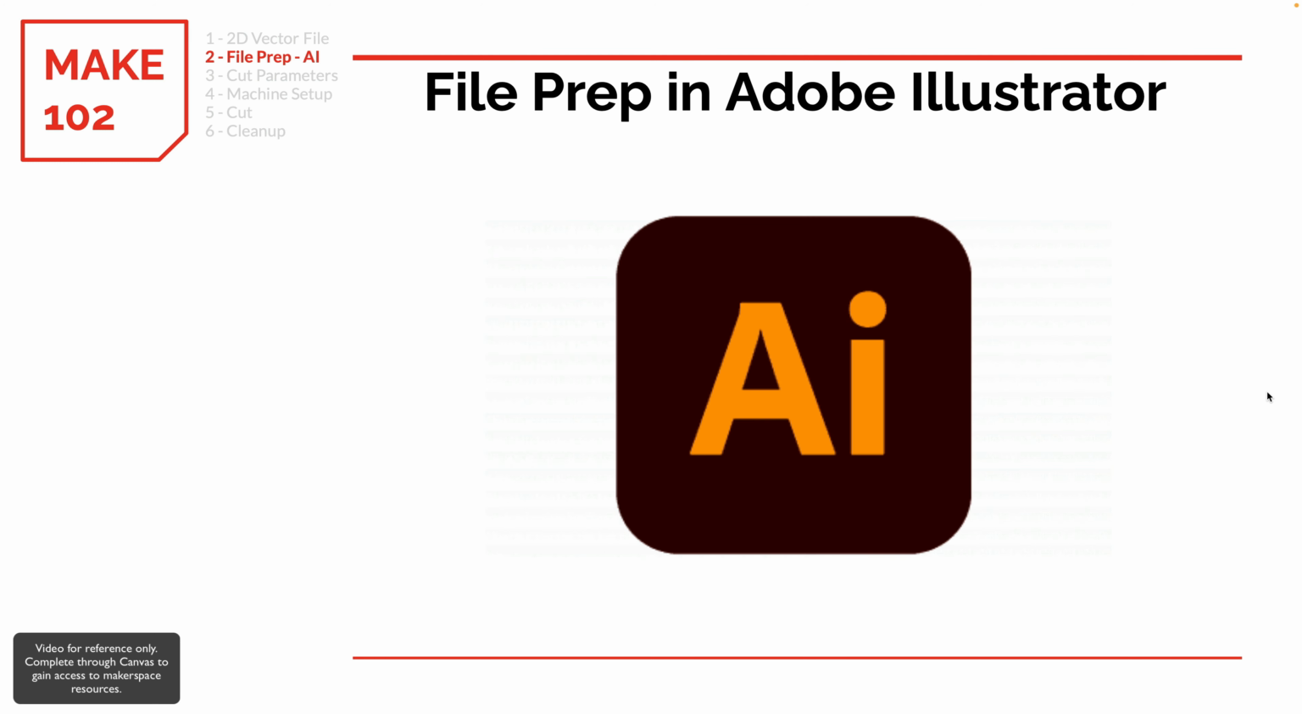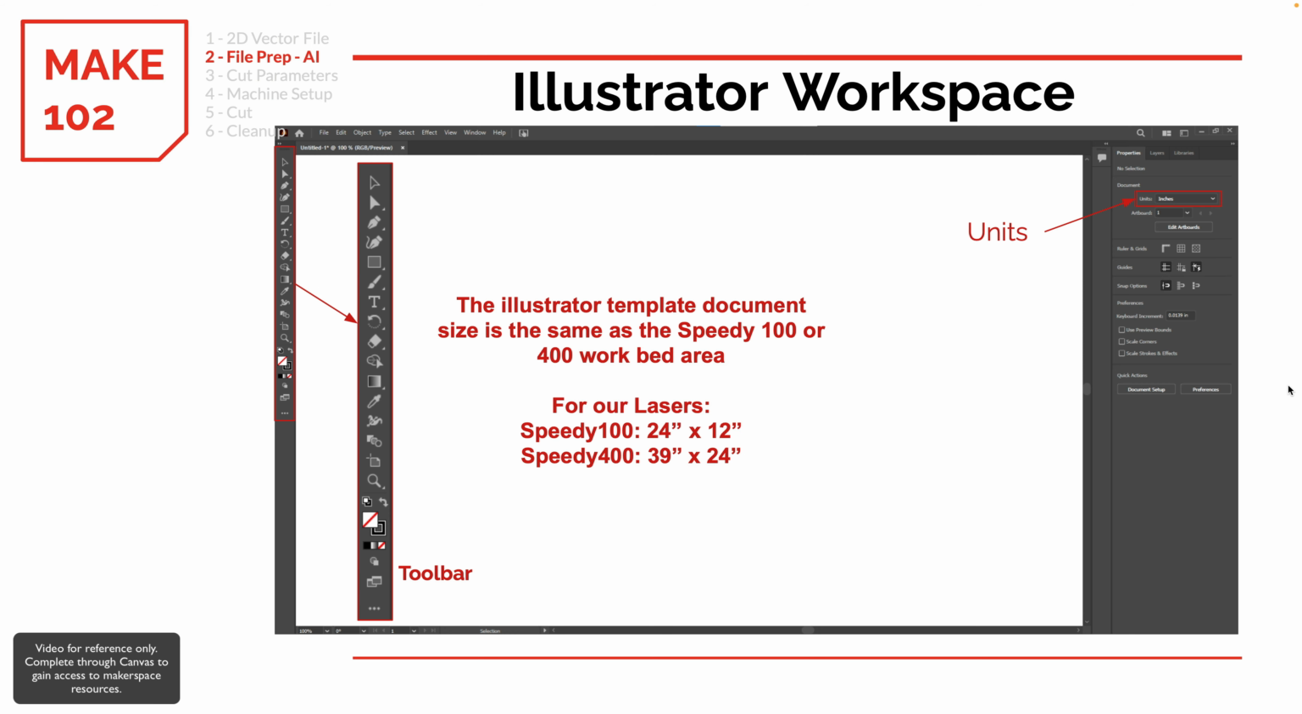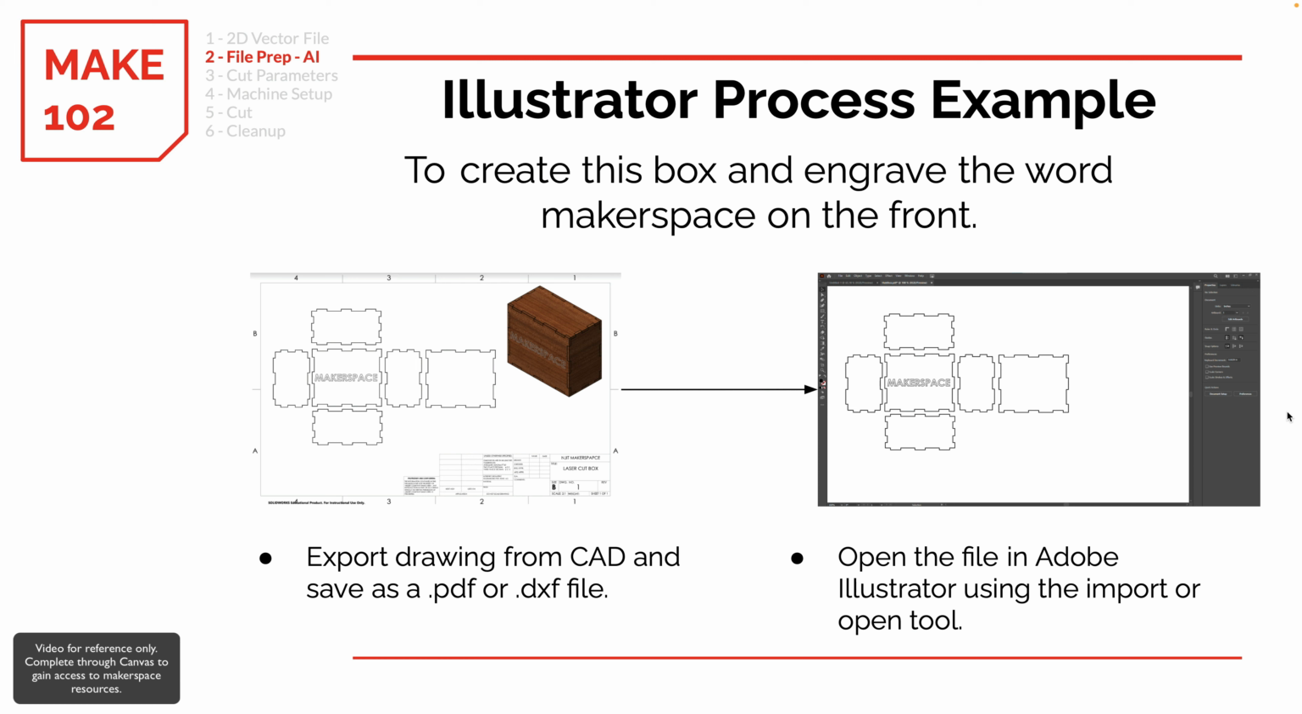Now we'll learn to do the same thing in Adobe Illustrator. So when we open up Illustrator, we want to make sure that the size of our work area is the size of the laser we're going to be working on. We want to make sure we are in inches. Then we want to import our file.